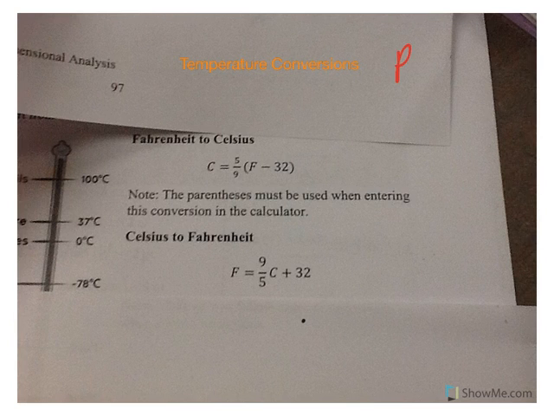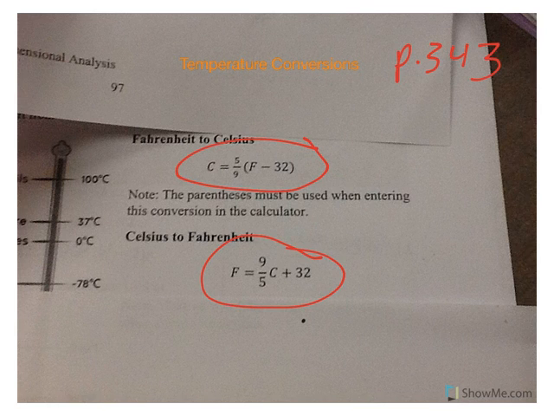So in the packet, we're on page 343, but these are the two big formulas, and they're actually the same formula. If you manipulate one, you get the other, and I'd show you if you care, but most people don't care. So you can see that whatever you're looking for is by itself. If I want Celsius, I use this formula. If I want Fahrenheit, I use this formula. Just see what you want.